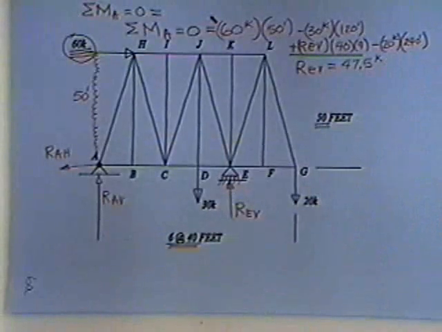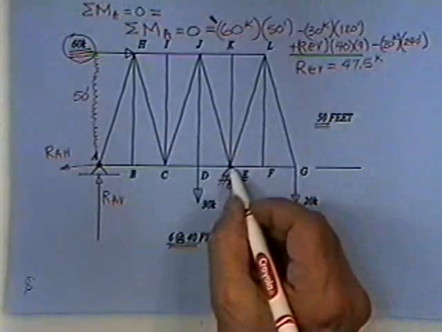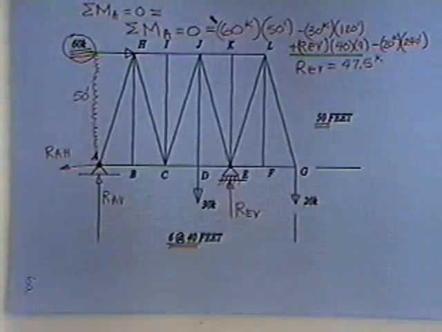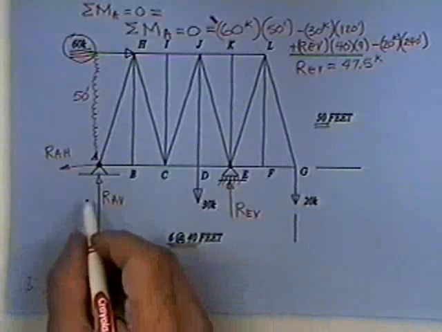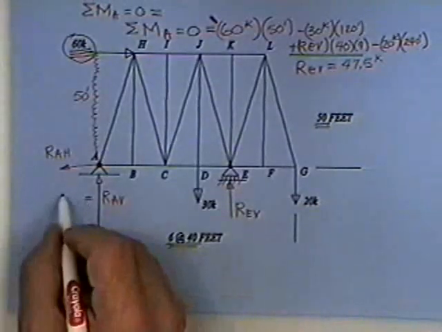Alright, if I was taking this quiz, I'll tell you what I would really do. I'd sum moments about E to find this other reaction. And the reason I'd do that is then I'd have a check by summing forces vertical and making sure the two reactions were correct. Probably now I'm just going to take my chances and write E vertical down. 50 kips down and 47.5 kips up. This guy here should be 2.5.